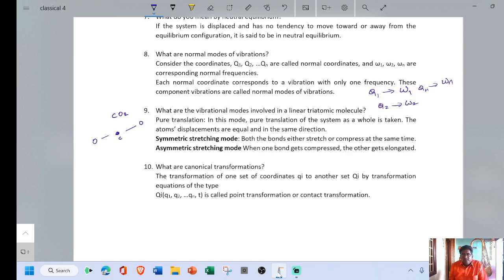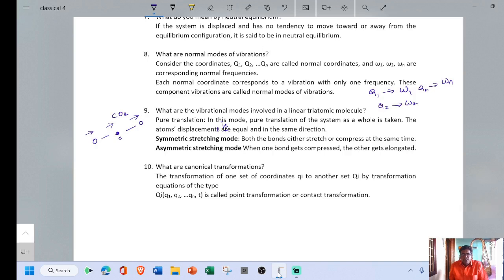First motion is pure translation motion, not rotation. In this mode, pure translation of the system as a whole is taken. The atoms' displacement is equal and in the same direction. All the atoms are moving in the same direction with equal magnitude. This is pure translation.